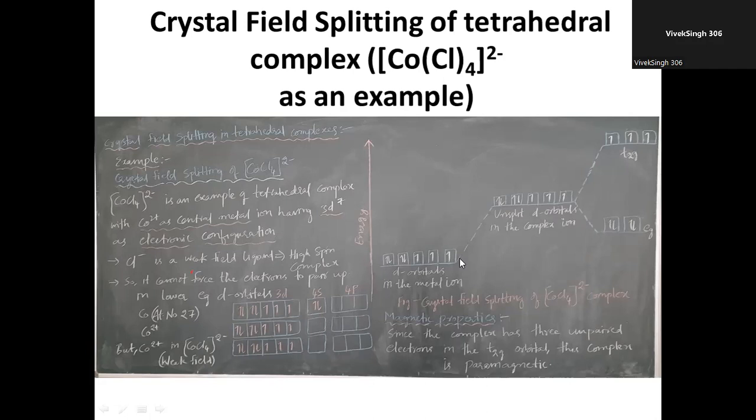These are the d orbitals of the metal ion Co2+, d7. In the presence of a field, they increase in energy, and in the presence of a tetrahedral field, they split into Eg and T2g orbitals. Now, for the magnetic property, since there are three unpaired electrons, it is paramagnetic in nature.